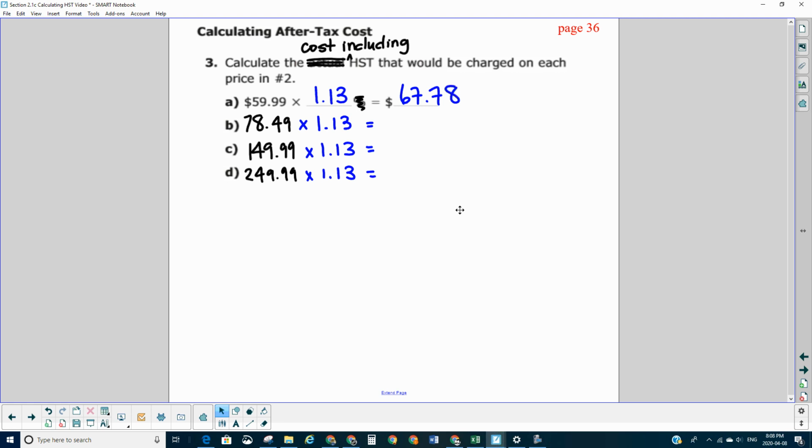Okay, so if the original price was $78.49 times 1.13, we're going to get $88.69. $149.99 plus your tax is going to mean their cost is $169.49. And finally, $249.99 times 1.13, the after-tax cost is $282.49.